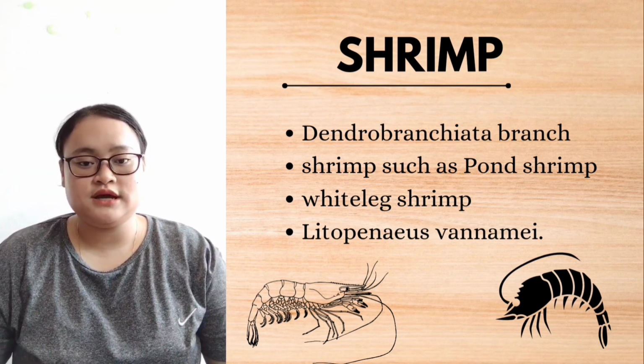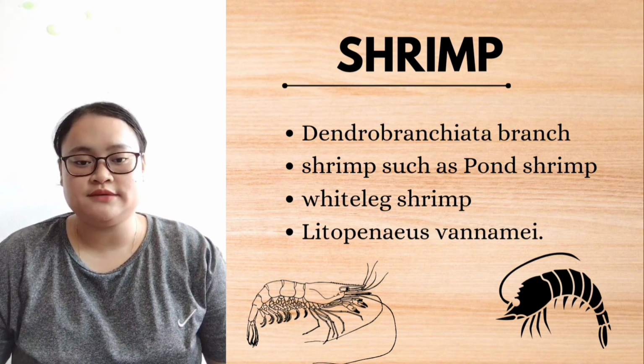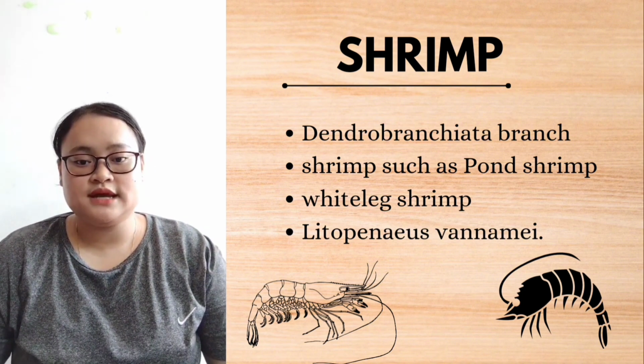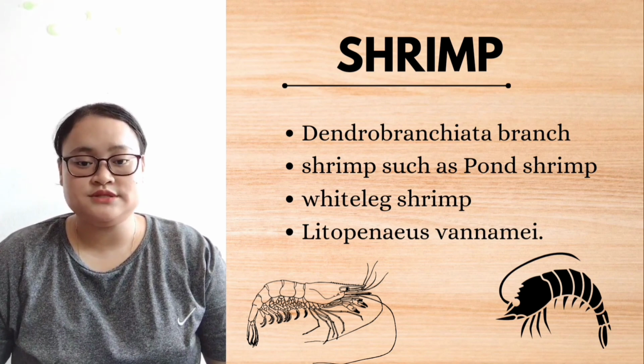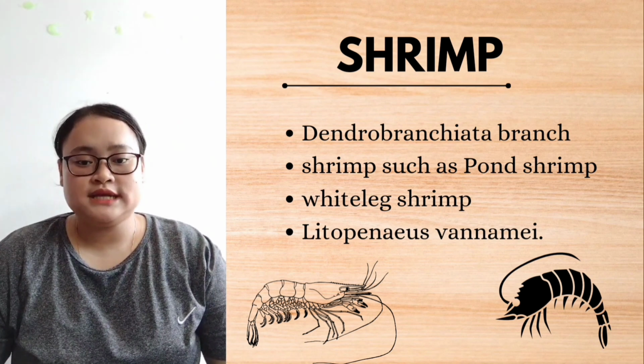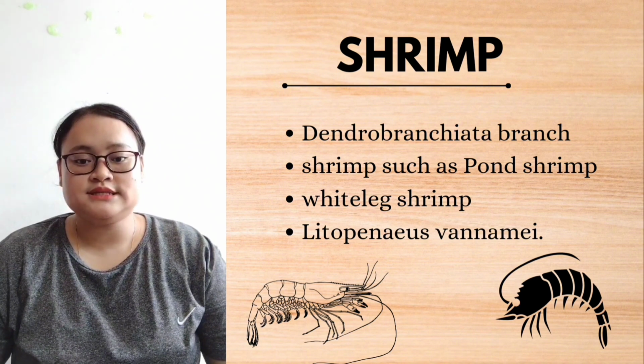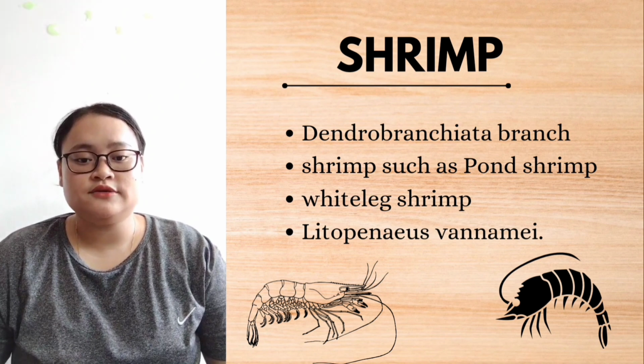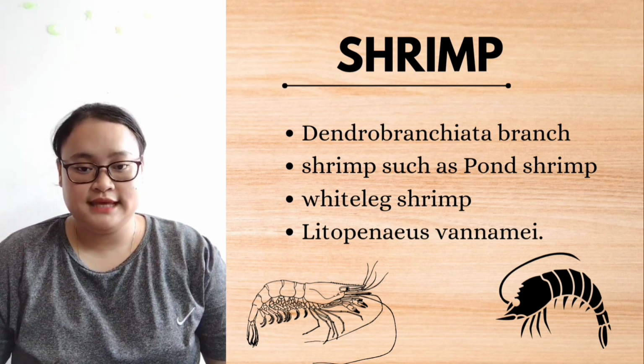In Malaysia, there are several local names for shrimp, such as pond shrimp. Pond shrimps that are often raised in aquaculture ponds usually refer to white-leg shrimp. The scientific name of this pond shrimp, white-leg shrimp, is Litopenaeus vannamei.